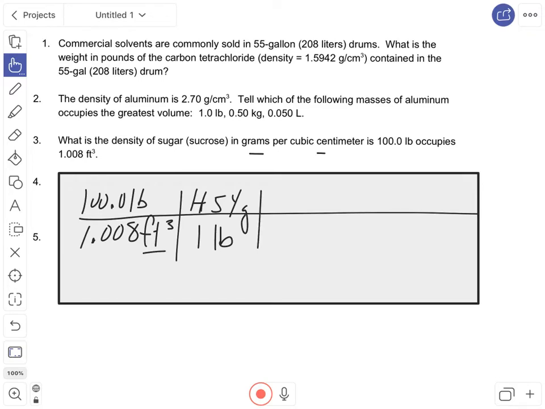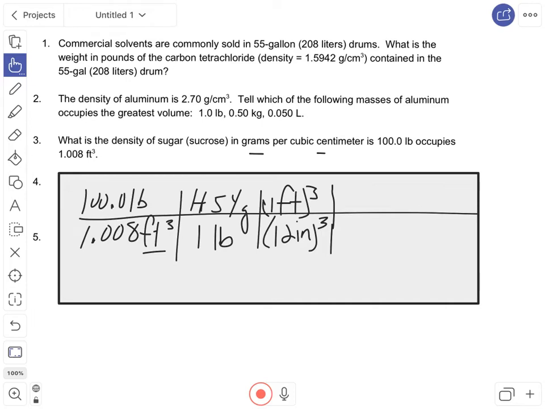Then we need to get rid of cubic feet. Again, I don't know how many cubic inches there are in a cubic foot. However, I do know a conversion factor that in 1 foot there are 12 inches, and so if we want to talk about cubic feet, we would cube the 1 foot, and we would cube the 12 inches. Again, now we want it in centimeters cubed. I don't know that conversion between cubic inches and cubic centimeters.